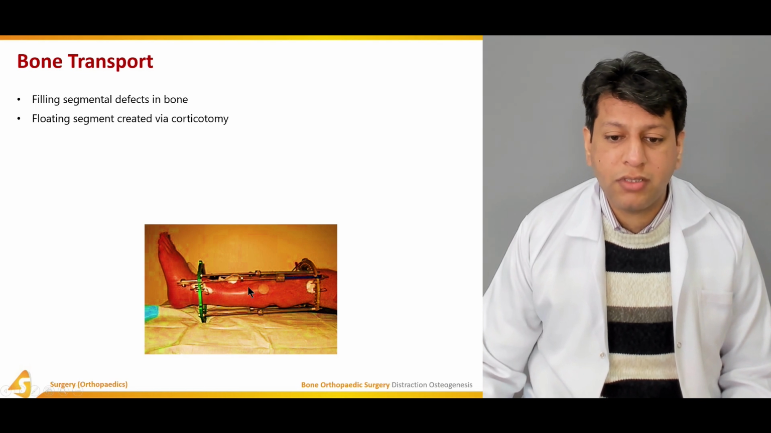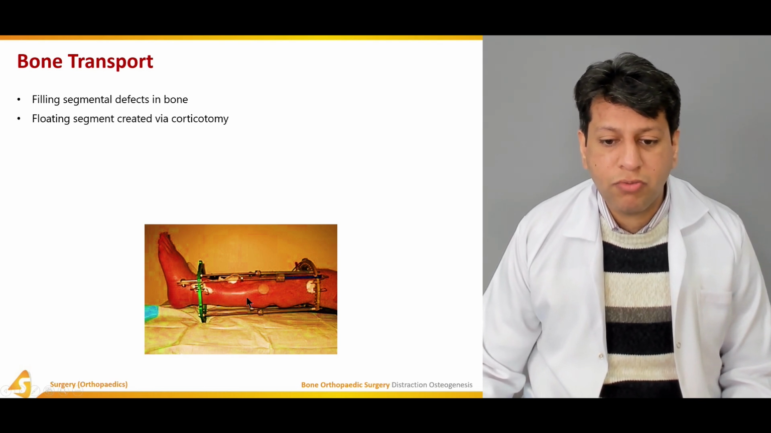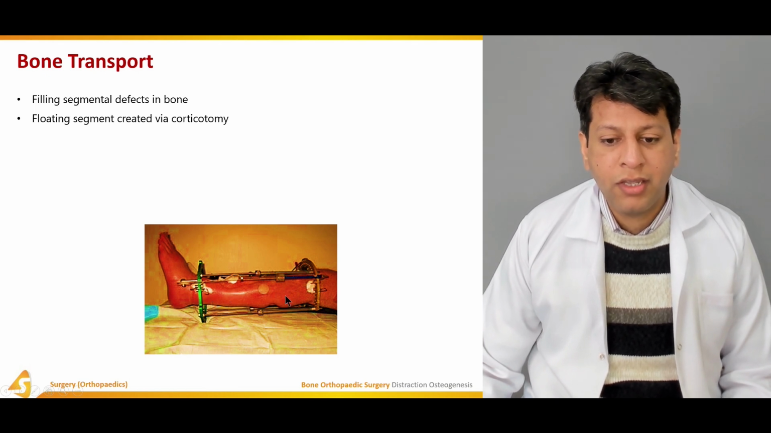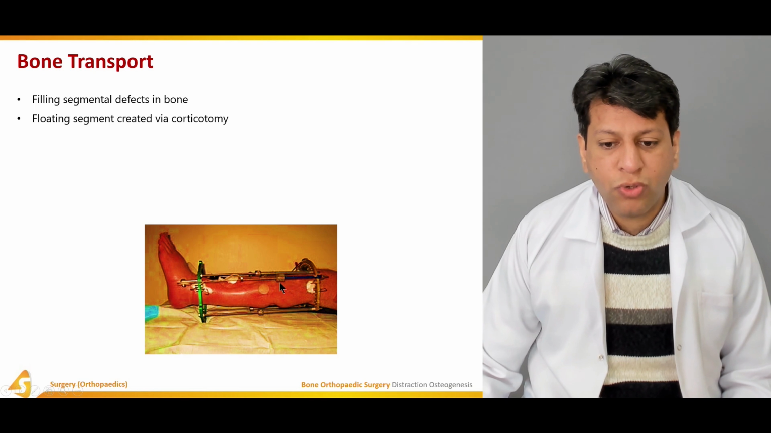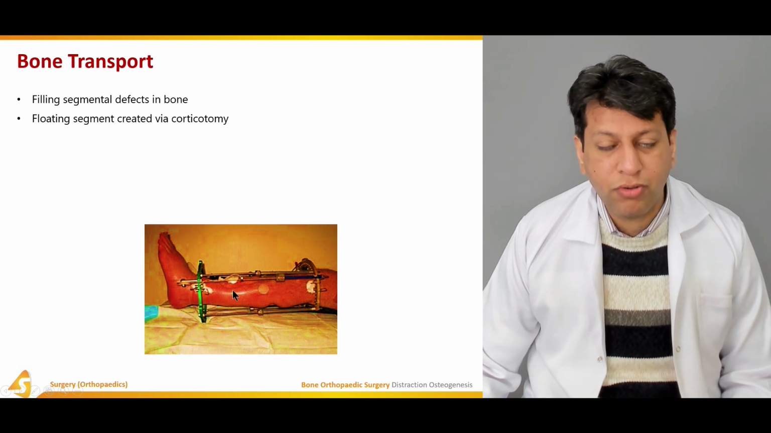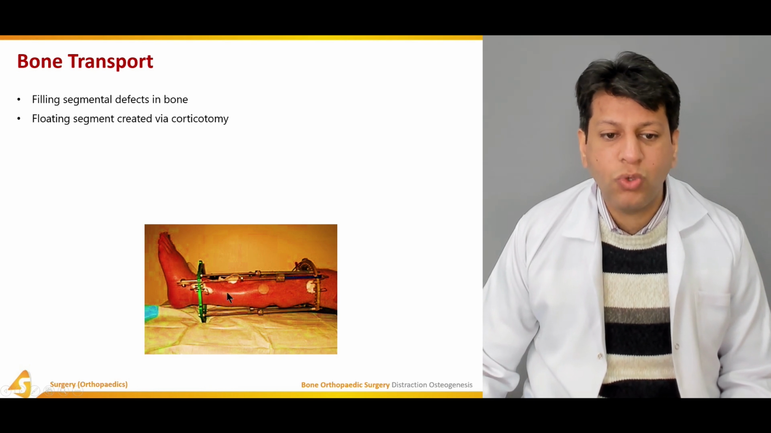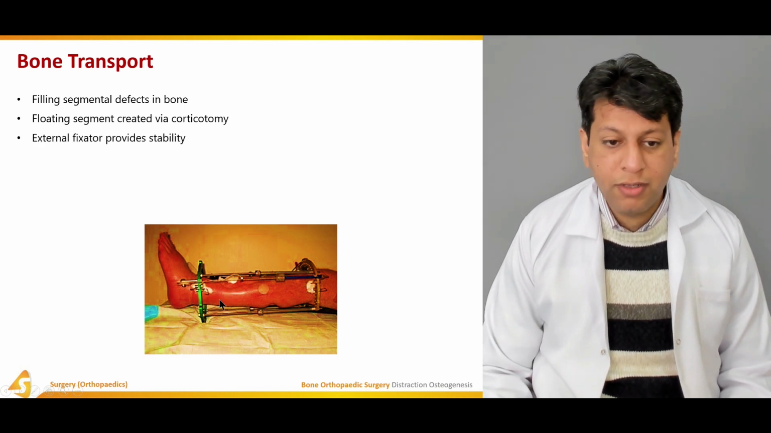If for example this was the segment which was lost, or this much bone gap is there, we can do a corticotomy over here, create a floating segment which can be transported towards the lower bone area, and over the proximal end new bone can grow as it goes down towards this, and once it reaches the lower segment, the union can be achieved over here as well.